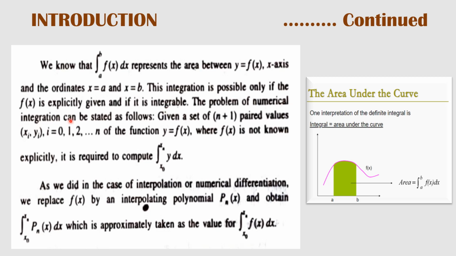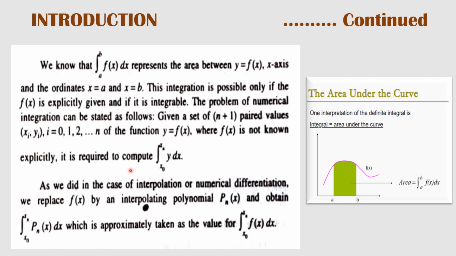The problem of numerical integration can be stated as follows. That is, for a given set of n plus 1 paired values xi, yi, where i takes the value 0, 1, 2, etc. up to n of the function y equals f of x, where f of x is not known explicitly, it is required to compute integral x0 to xn y dx. So the graph shows that the area under the curve y equals f of x can be written as integral a to b f of x dx. So the integral is nothing but the area under the curve.